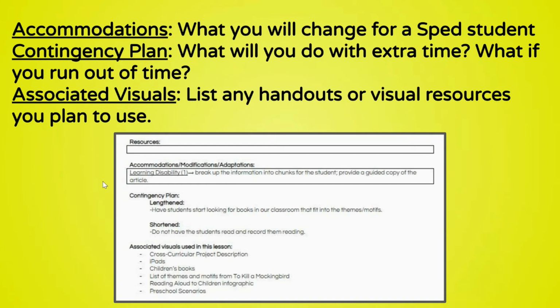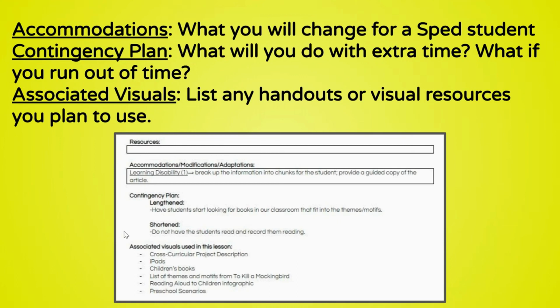And then contingency plan. Anyone that was in preschool knows that this happens all the time. Sometimes you run out of time. Sometimes you didn't have enough time. So these are just little plans of what you can do to shorten or lengthen your lesson. So it doesn't have to be anything crazy like an extra worksheet or an extra project. Sometimes it could just be questions. So for the lengthen one, you can see that I have here, have students start looking for books in our classrooms that fit the themes. That's kind of what we were talking about for the second part of the lesson. So that's perfect. Gets them up and moving.